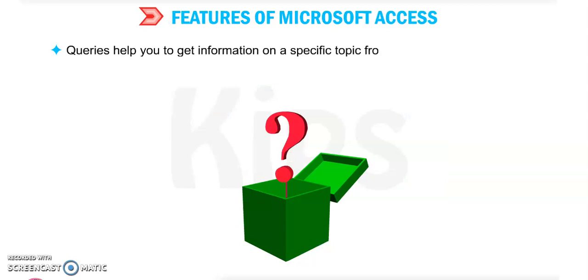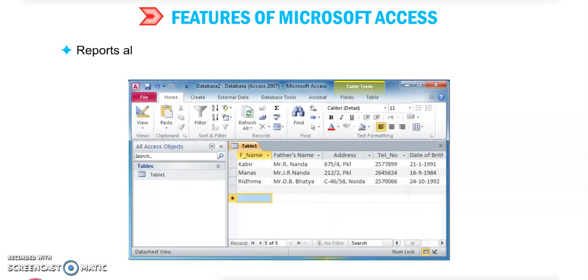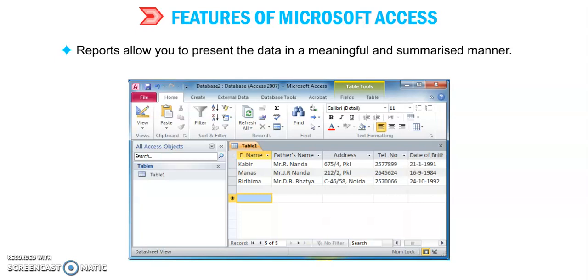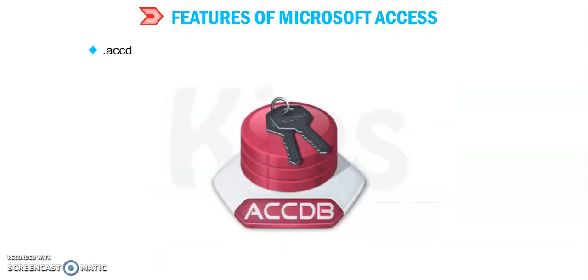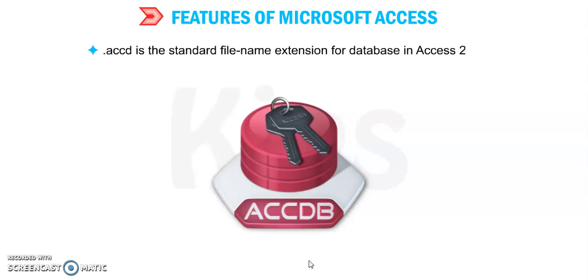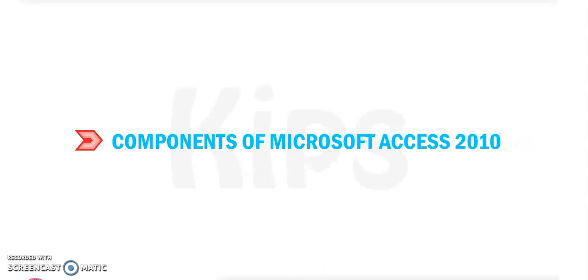Queries also help to get information on a specific topic from the information stored in the database. And reports allow you to present the data in a meaningful and summarized manner. .accdb is the standard file name extension for a database in Access 2010.